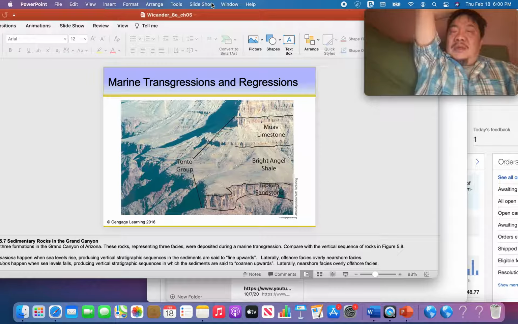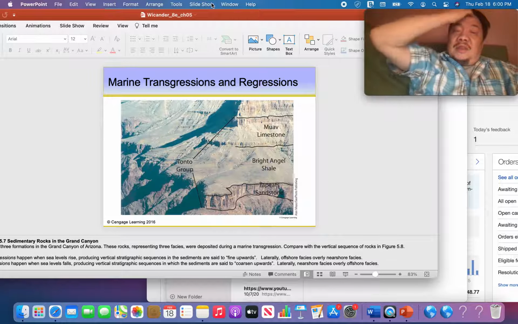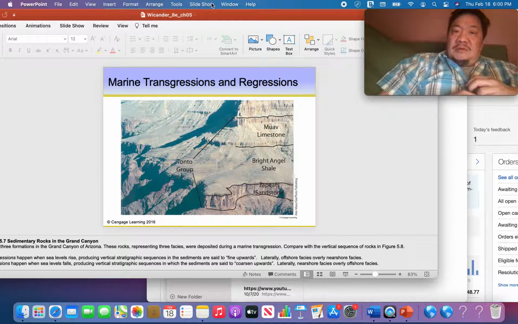At times in our past in North America, almost all of the 50 states were underneath the ocean. That means that transgressions have covered our continent in the past, depositing limestones. A regression means that sea level retreats, so the land is exposed.